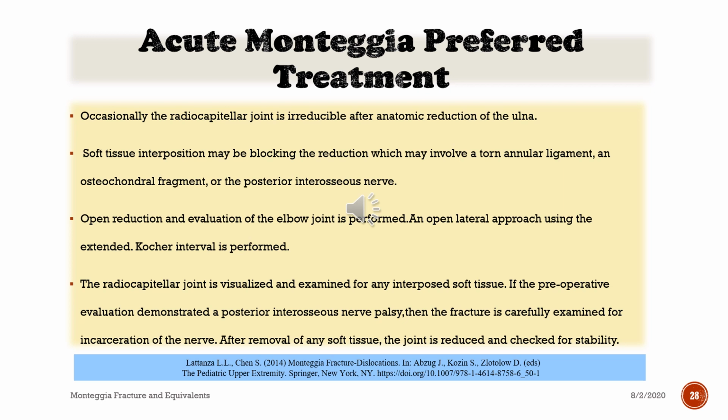An open lateral approach using the extended Kocher interval is performed. The radiocapitellar joint is visualized and examined for any interposed soft tissue. If the preoperative evaluation demonstrated a posterior interosseous nerve palsy, then the fracture is carefully examined for incarceration of the nerve. After removal of any soft tissue, the joint is reduced and checked for stability.